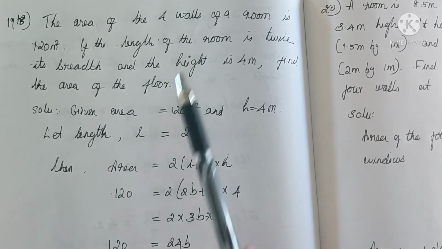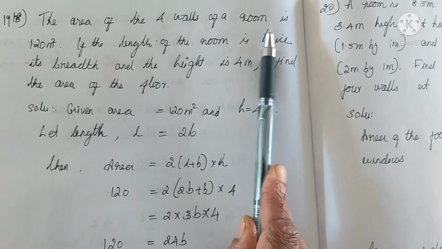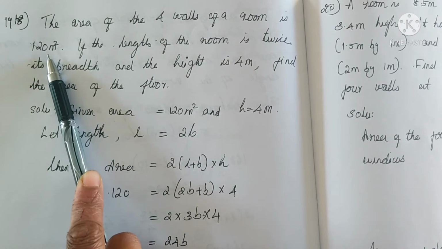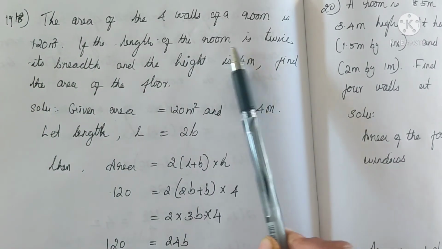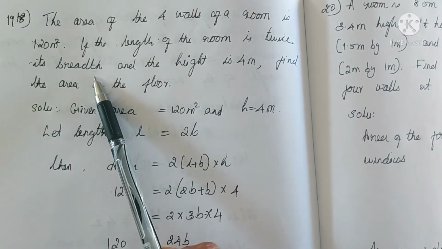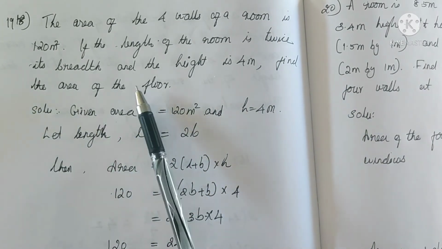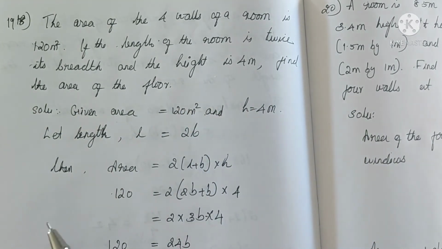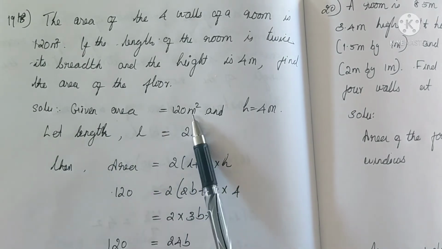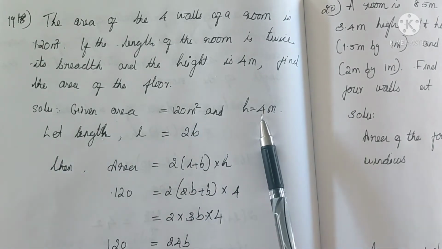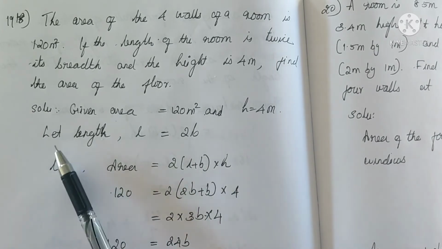Question number 19. The area of the 4 walls of a room is 120 meters square. If the length of the room is twice its breadth and the height is 4 meter, find the area of the floor. Okay. See here given area is 120 meters square and height is also given 4 meter.